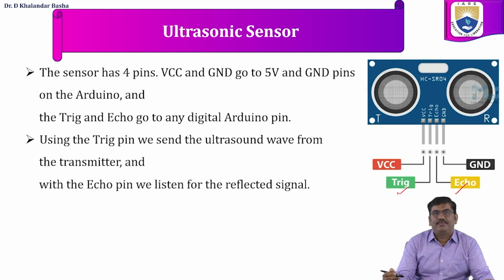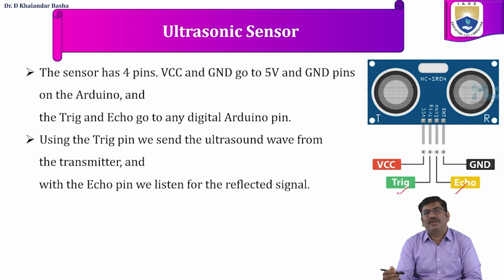Using the trigger pin, we can send the ultrasonic waveforms from the transmitter, and with the echo pin, we can listen to the signal reflected from the obstacle by the receiver.